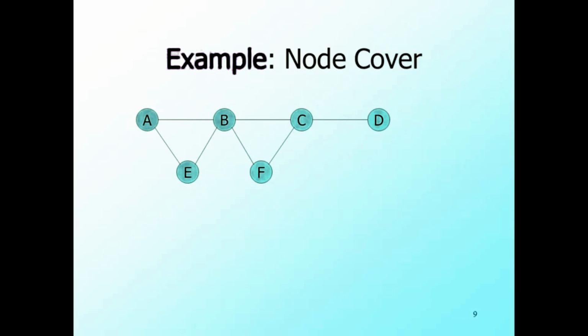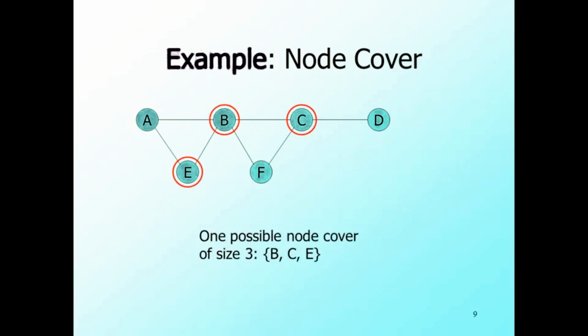We have to pick either C or D for our node cover, or else the edge CD isn't covered. We may as well pick C, because C covers every edge that D covers, and more. We also have to pick either A or E, else the edge AE is not covered. But picking C and either A or E does not cover the edge BF, so we need at least 3 nodes in the cover. But here's one example that works. B, C, and E together cover all the edges. Thus, given this graph and the budget k equals 3, the answer is yes.